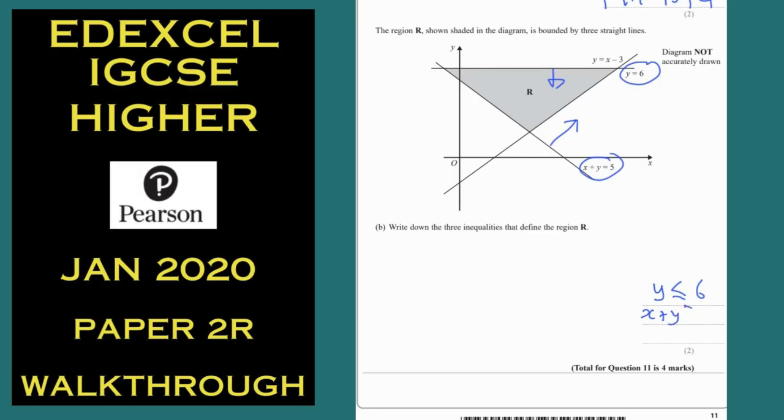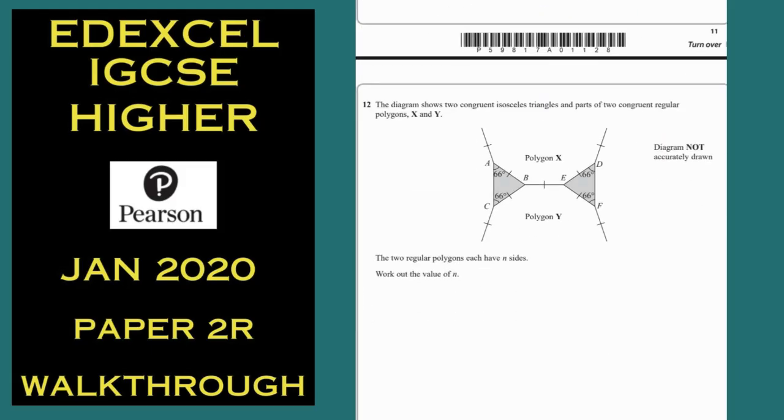X plus y greater than or equal to 5. And we've got the final one of y equals x minus 3. So always remember that y equals the height. Y is how high it is, and we want to be above that line. So vertically, we want the y to be greater than x minus 3. Usual mark scheme of, I think, get 1 right, get 1 mark, got to get all 3 right for 2 marks.